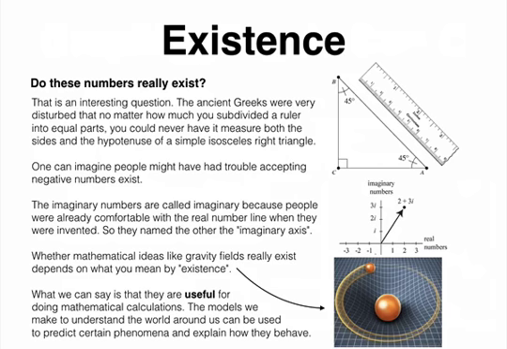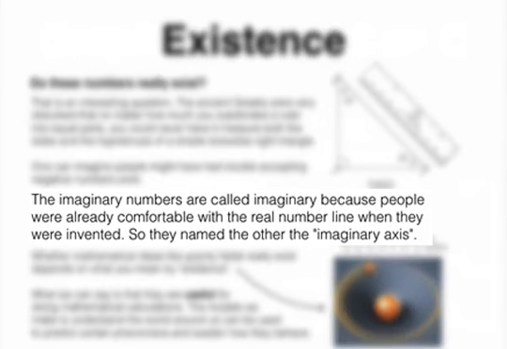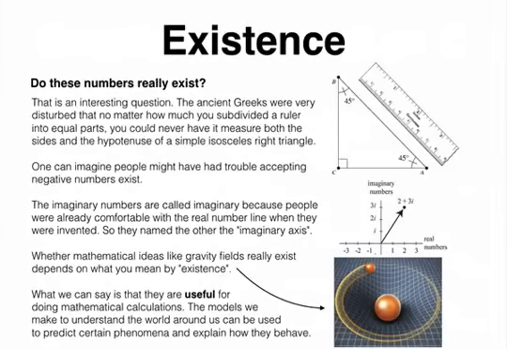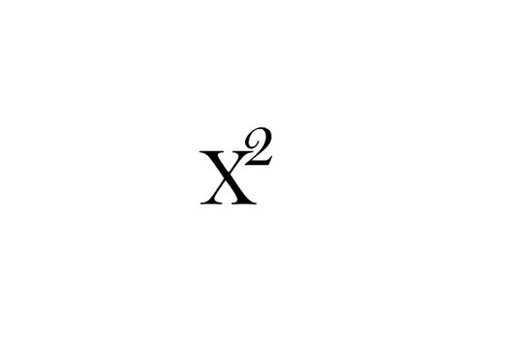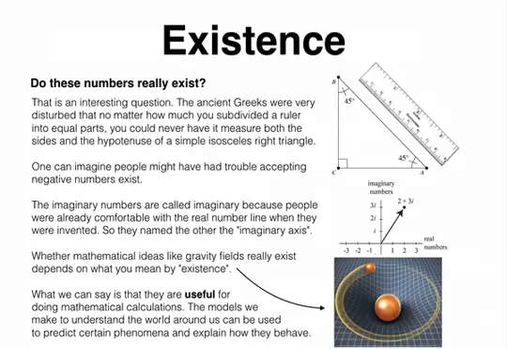So the imaginary numbers are called imaginary because people were already comfortable with the real numbers when they were invented. So they named the other axis the imaginary axis because they were like, well, listen, this equation, it's x squared, right? It's never really negative. You can't have x squared equals -3. But these numbers, they make it work out. So we're going to call them imaginary. We're going to work with them, but they're not real, right?